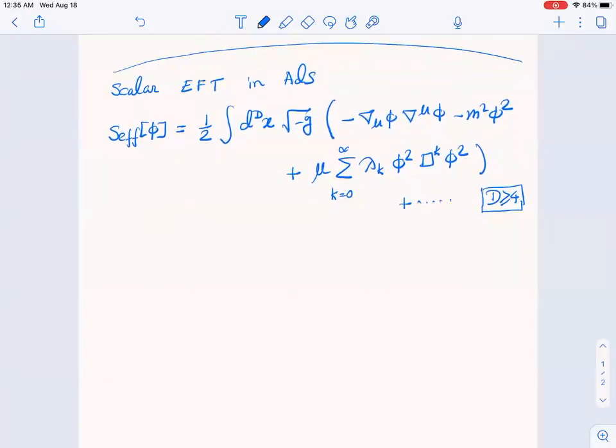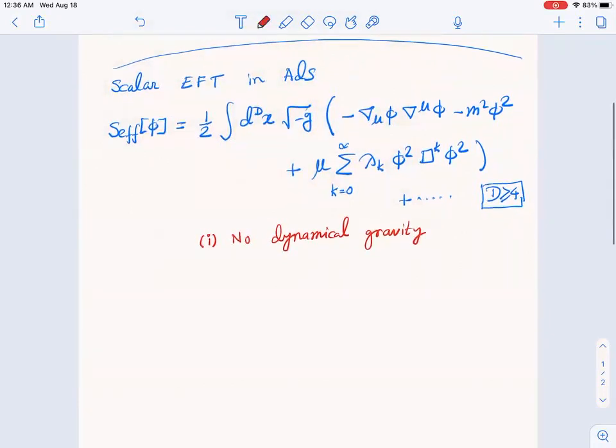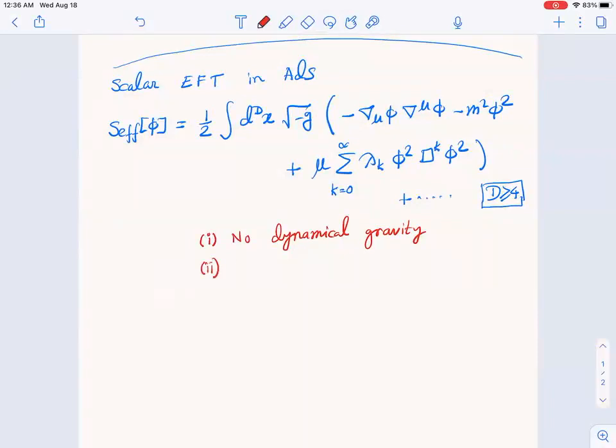Now let me state the assumptions. The first assumption is just a simplifying assumption, which I'll relax: there is no dynamical gravity. But this can be included easily in the analysis, and I'll discuss that as well, obviously. The second assumption is that I'm going to treat this effective field theory at tree level, which is implemented by taking mu to be small. So everything will be computed at the leading order in mu.